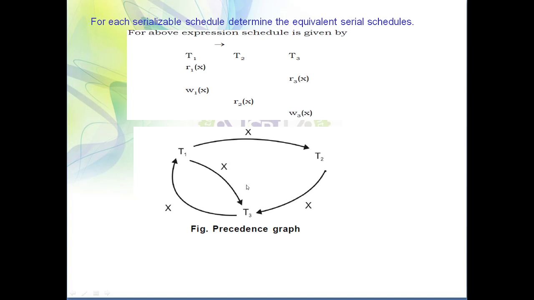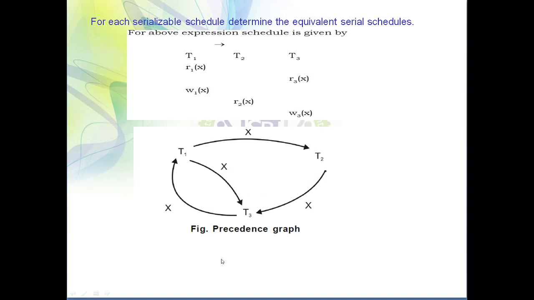Now we have to check whether a cycle exists in this graph or not. Suppose there exists a cycle in this graph, that means this schedule is not conflict serializable. So do you find any cycle? Yes, there is a cycle between T1 and T3, and again from T3 to T1. That means there is a cycle.